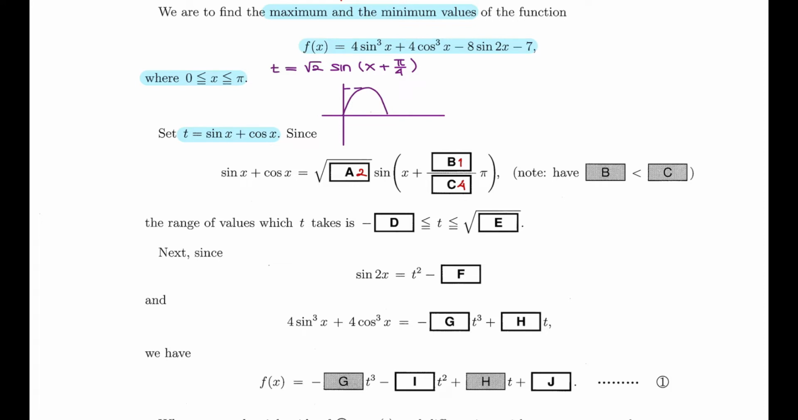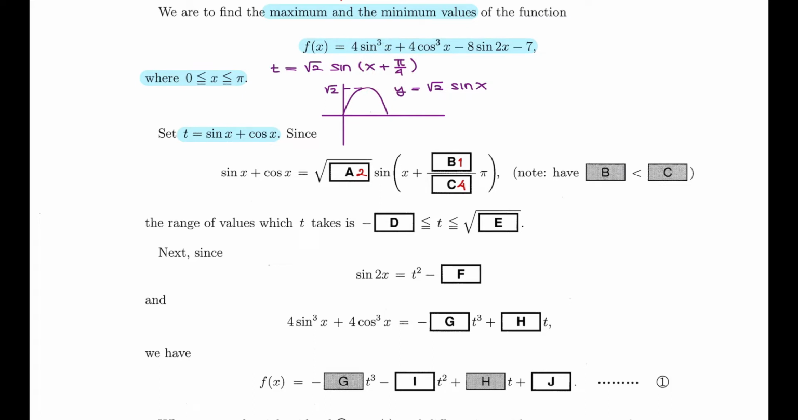The maximum value, or the amplitude, is square root of 2. This is the graph of y equals square root of 2 sine x. If the value of x is added by pi over 4, that means we translate our graph by pi over 4 units to the left. So translate this graph pi over 4 units to the left.